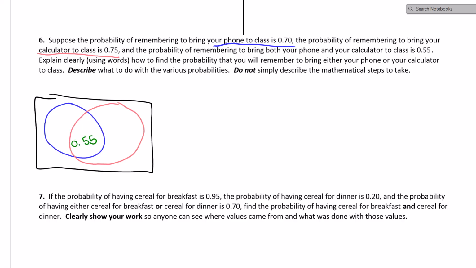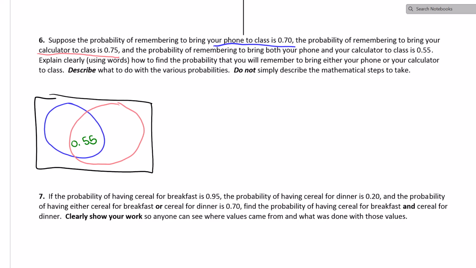How do you find the probability that you will not bring either? Oh, wait, I didn't say that right. How to find the probability that you'll remember to bring either your phone or your calculator? So this is not a mathematical or, unless we are talking in math class. Usually, when we say or in mathematics, we're talking about this could happen or this could happen. That would be an or situation. And when we talk about it in real world cases, we probably mean one or the other.